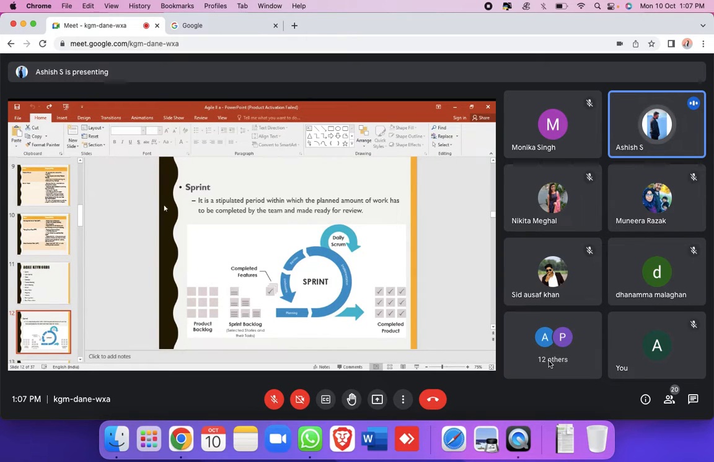Coming to the definition, it is a speculated period within which the planned amount of work has to be completed by the team and made ready for the review. In the sense, you are working on a particular sprint. Sprint duration can be from a minimum of 1 week to a maximum of 4 weeks. It cannot be more than 4 weeks, and it cannot be less than 1 week. Understanding? So it is a time duration where you have to execute all the tasks and keep it for reviewing.